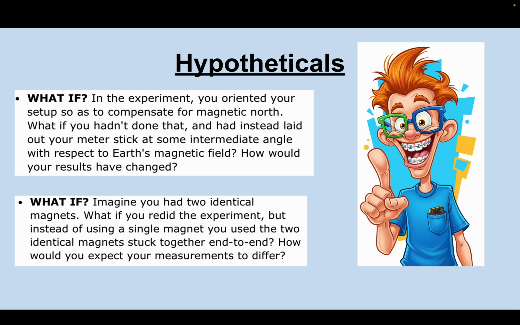The second what-if is: what if we redid the experiment, but instead of using one magnet, we used 2 stuck together, and how would our measurements differ? The direction wouldn't change, but we can see that this would increase the magnitude by about 2, because there are 2 magnets instead of 1, so this would increase the magnitude and not change the direction. So those are the answers to those hypothetical questions, and with that, that is the end of Lab 2.